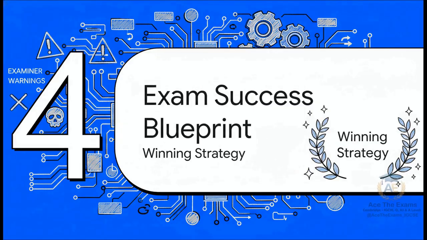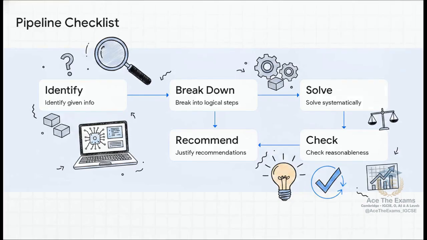Section 4. Exam Success Blueprints. Here's your final system. This is the complete computer science answering system that guarantees top marks if you follow its 3 golden rules. Rule 1. Command word decoding. You must know what the question is actually asking. Rule 2. PEEL framework application. Structure your paragraphs with precision. And Rule 3. Time management matrix. Don't spend 20 minutes on a 4-mark question.